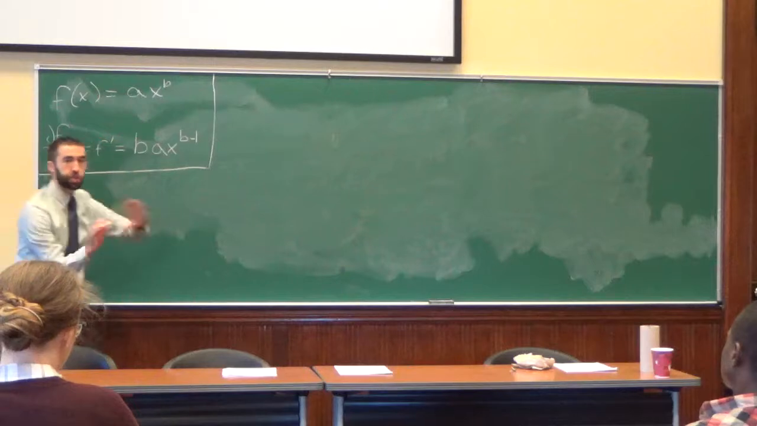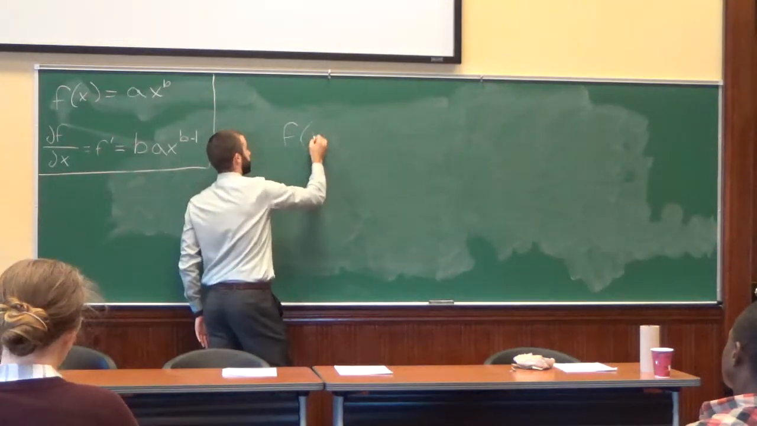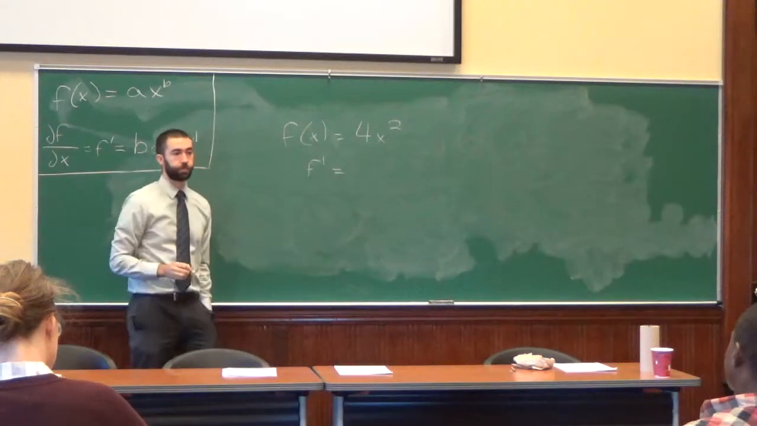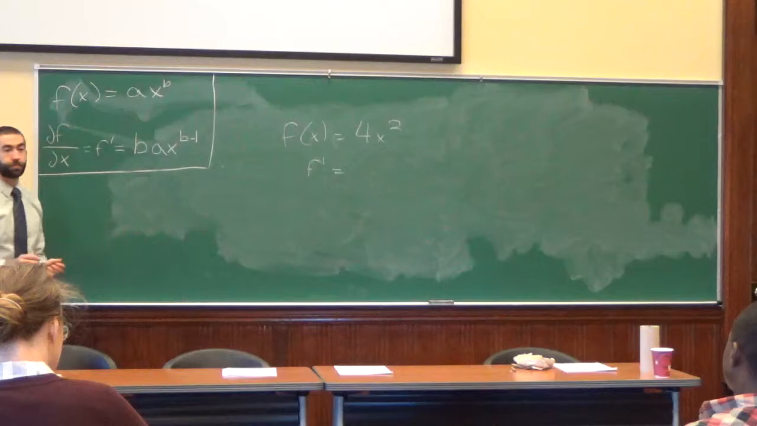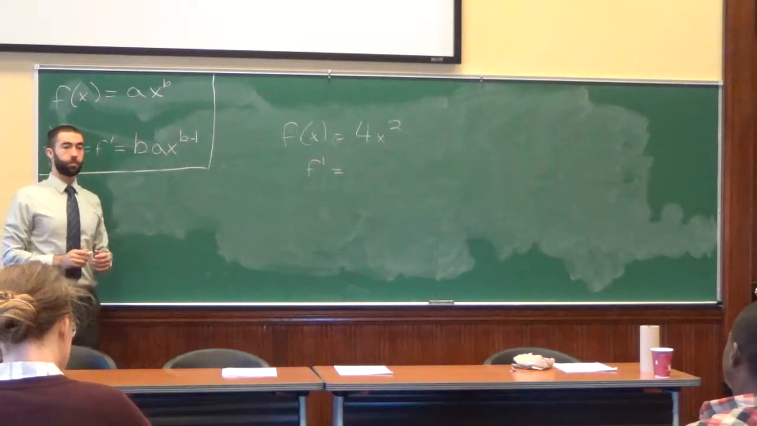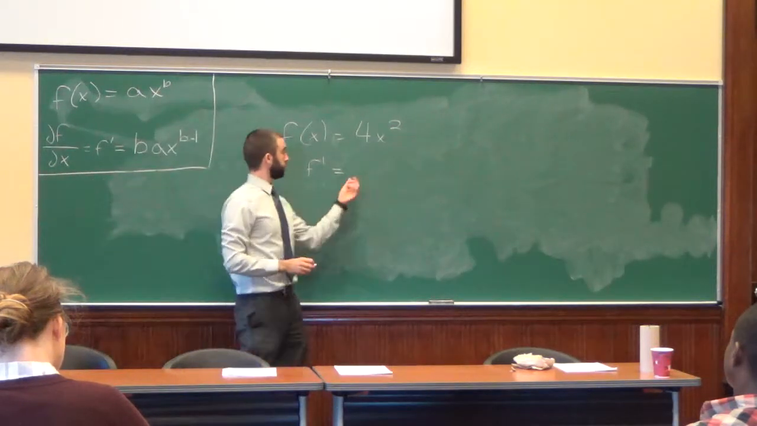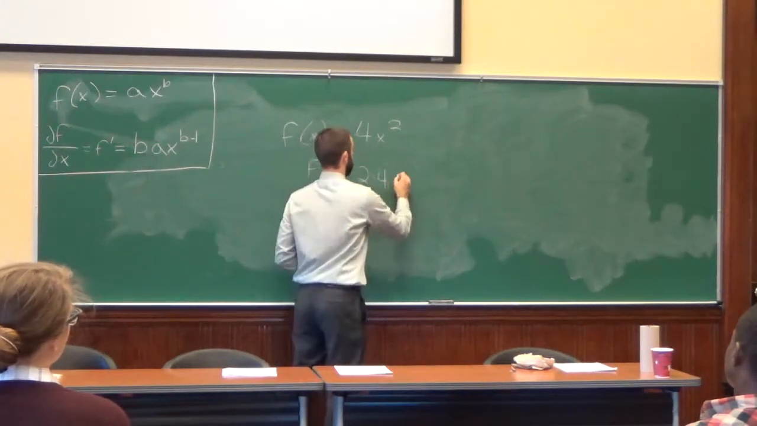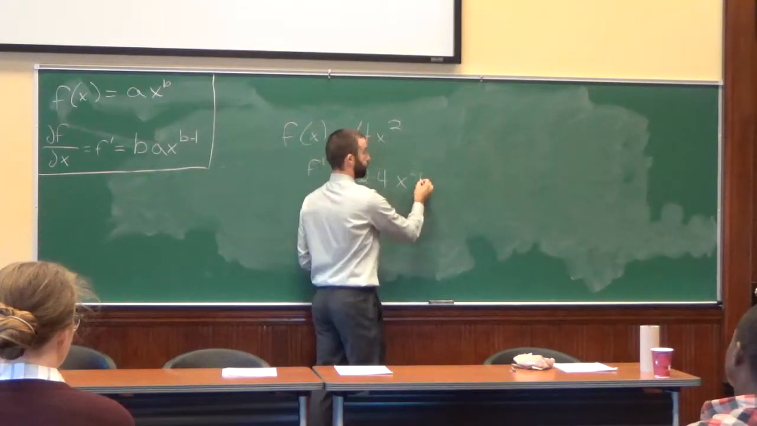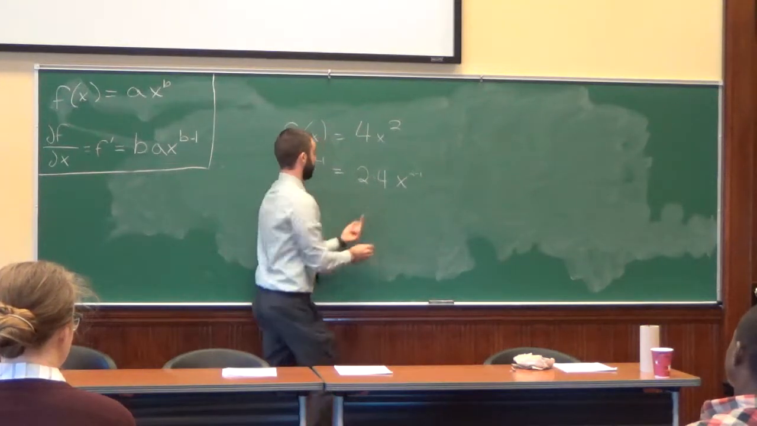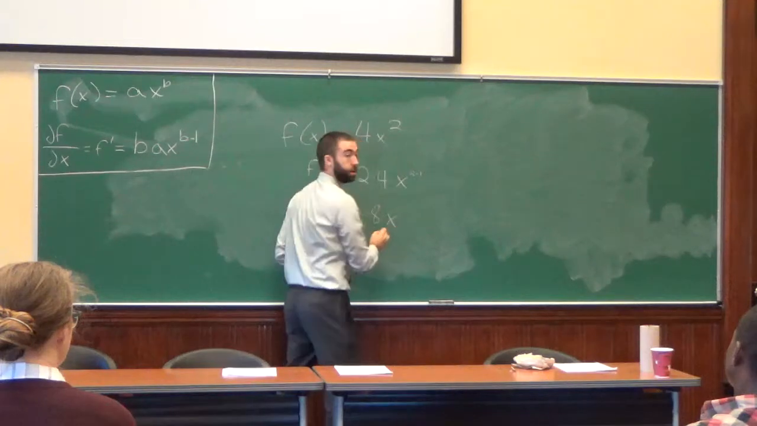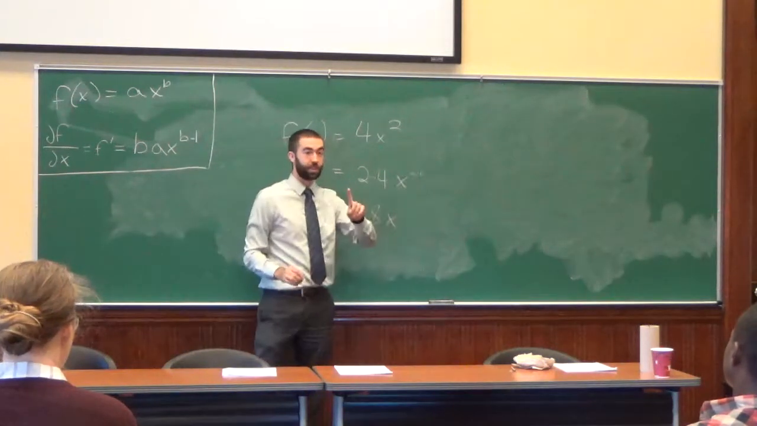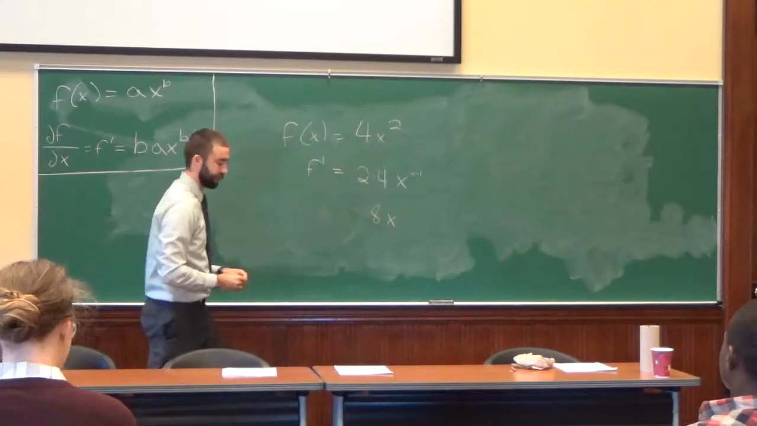Okay, so let's use this and do a couple of practice problems. Let's say f of x equals 4x squared. What is the derivative, following this formula? Yep, 2 times 4 times x to the 2 minus 1. Now can we simplify that? 8x. Perfect, right, because 2 minus 1 is 1, and x to the 1 is just x. Excellent. Okay, let's do another one.